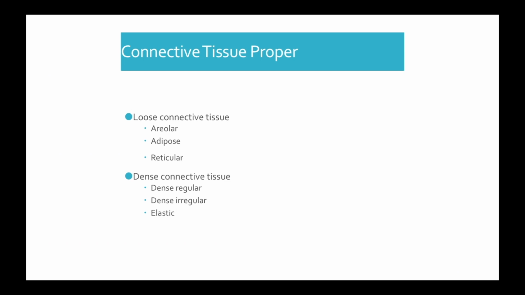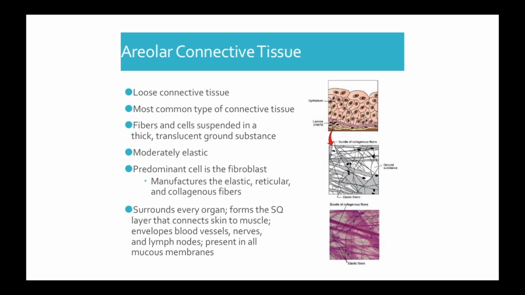All right, connective tissue proper. So aside from the matrix, this is actual connective tissue we're talking about. We've got loose connective tissue, which includes areolar, adipose, and reticular. We have dense connective tissue, including dense regular, dense irregular, and elastic. And we'll talk a bit about each.